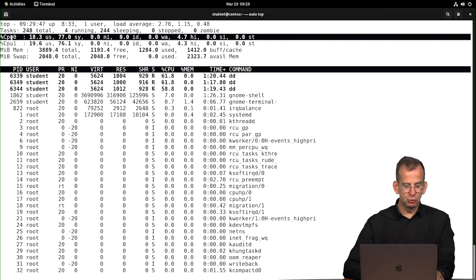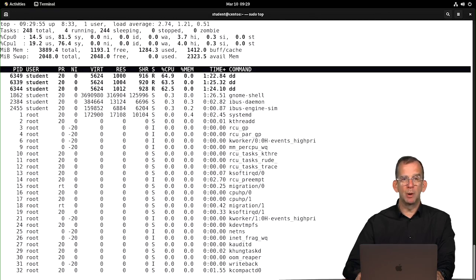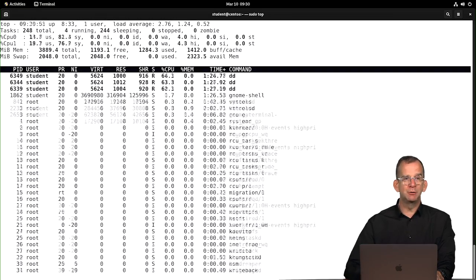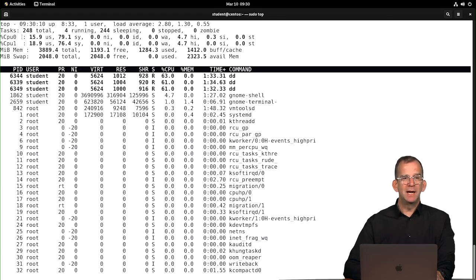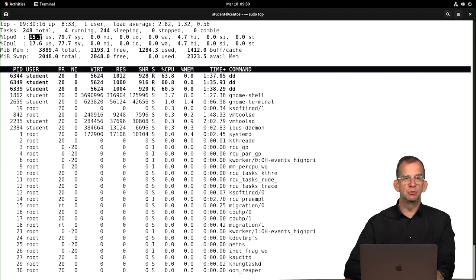Now we have the CPUs line. Remember, if I press 1, then I see a summary for all CPUs, and I can press 1 again to toggle to a display that shows 1 line for every single CPU. In the CPUs line, we can see information about what exactly the CPU is doing.